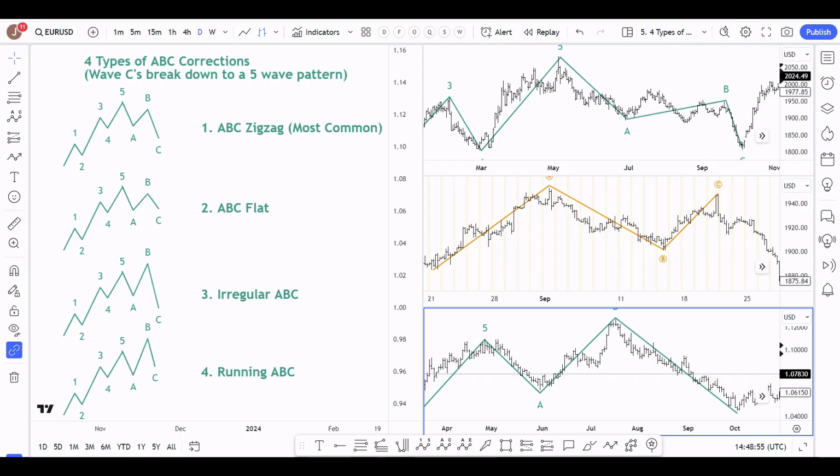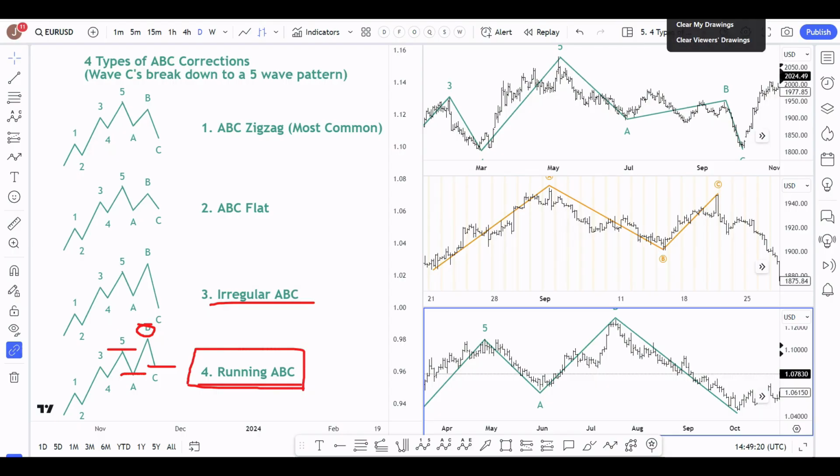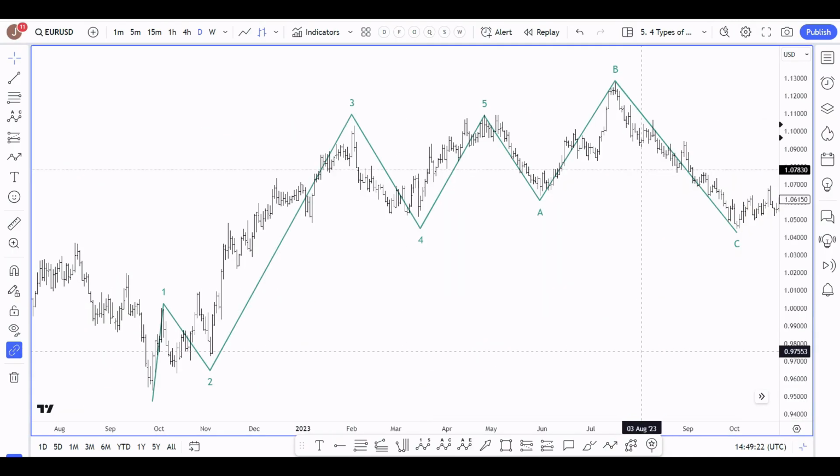Last but not least is the ABC running, or the running ABC. This is similar to the irregular, where the wave B exceeds the beginning of wave A, and the wave C fails to go beyond the wave A itself. That's the running. Now, I haven't seen one of these for a while, so I haven't pulled up an example. So this is the least common from my experience, but let's just use this example.